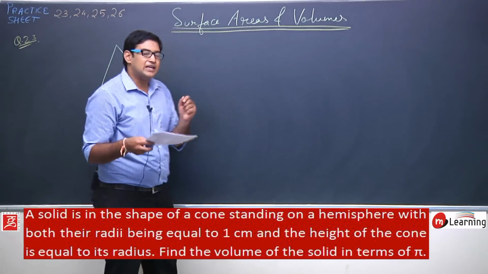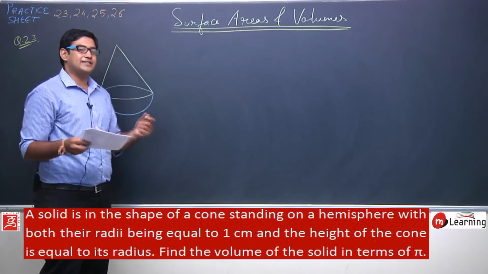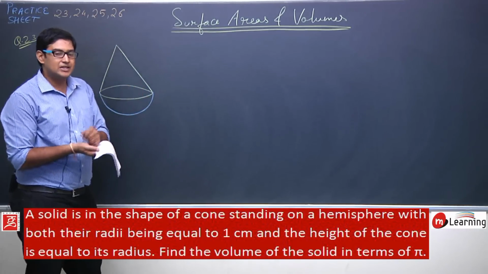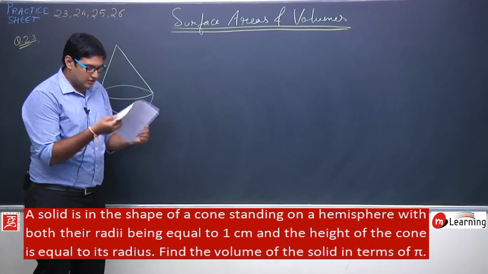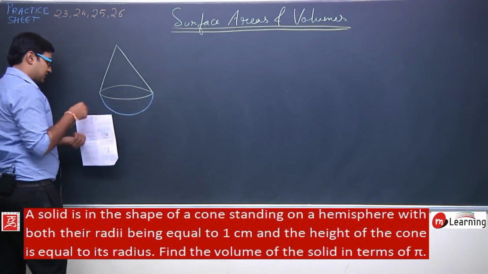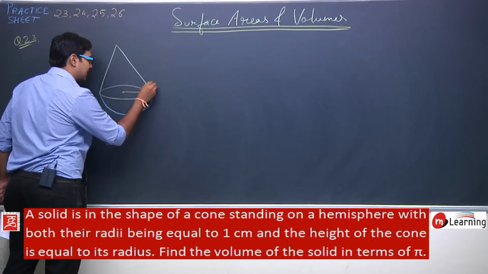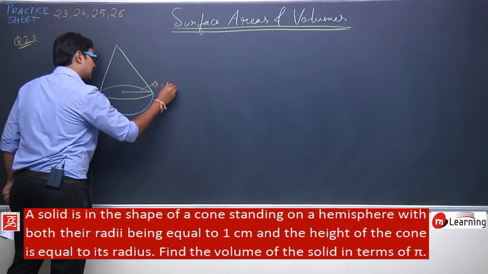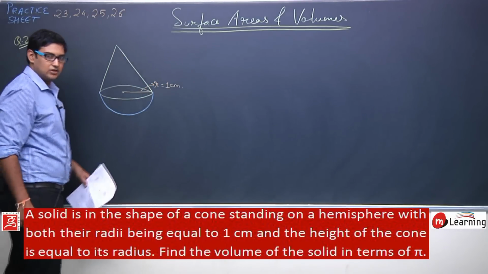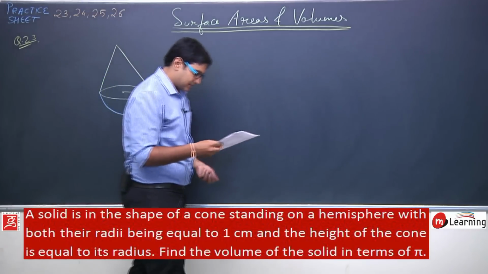This is the hemispherical base and this is the cone, and what it says is with both their radii being equal to 1 centimeters, it means their base is exactly the same, their base is overlapping with each other, and the radius of the base is 1 centimeters.